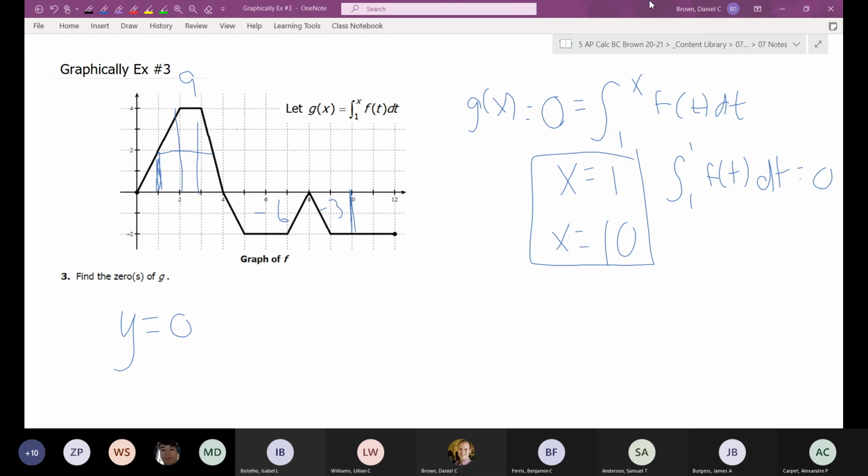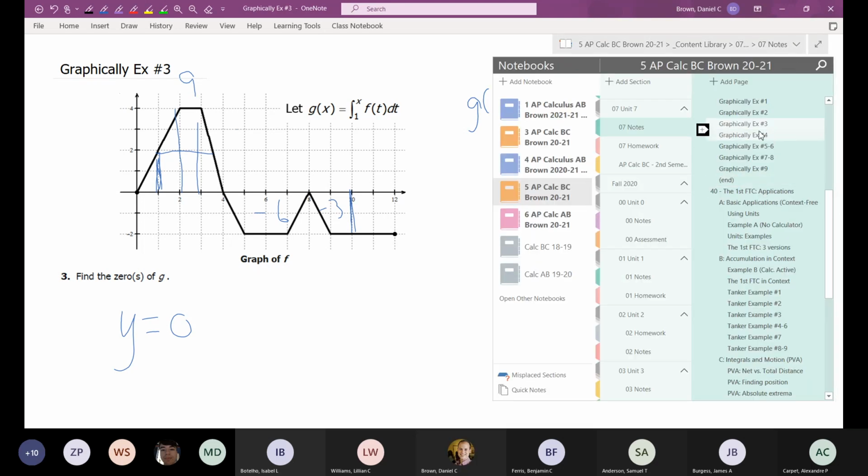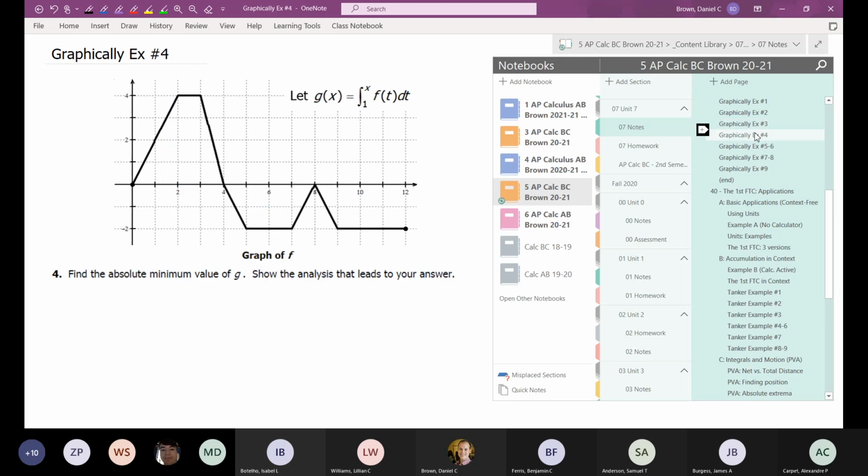All right, so looking at the next one, and my surface is slowly coming up, so I'll be able to get off my finger in a second.